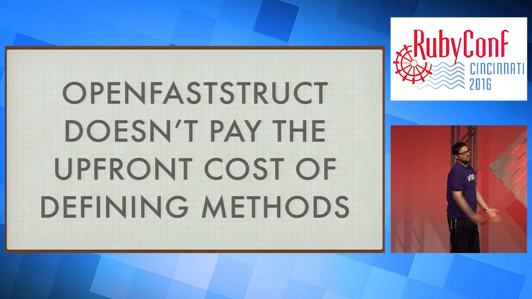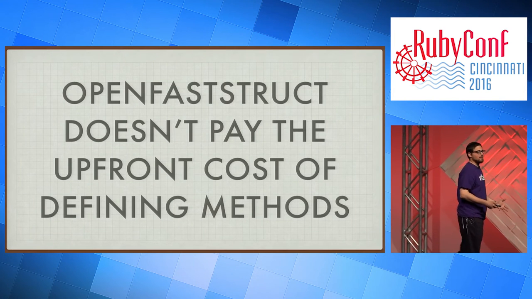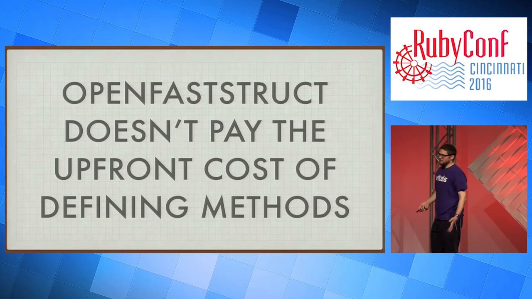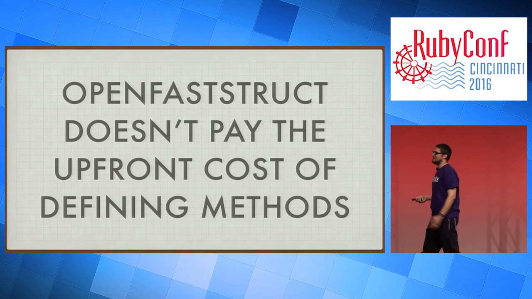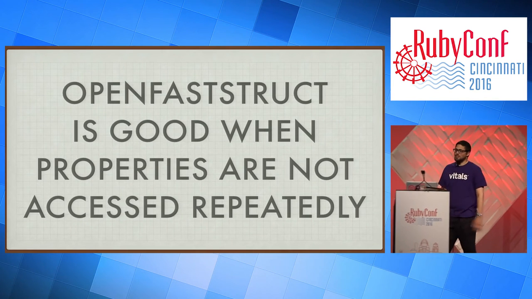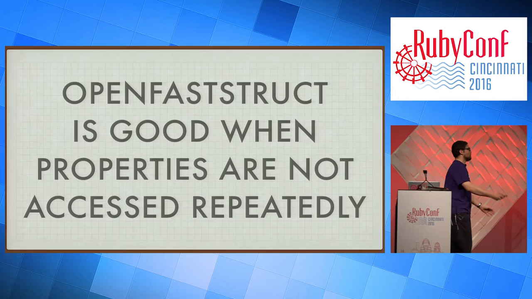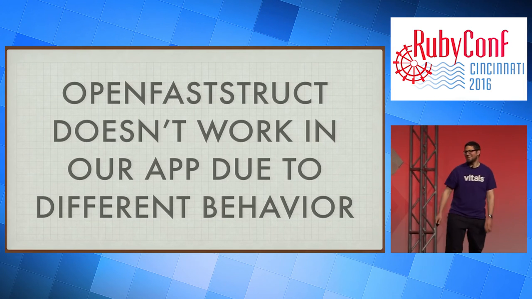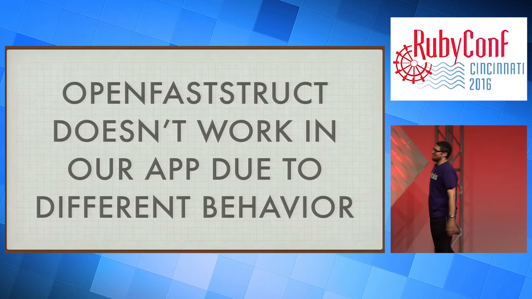Like I said, it costs a lot to define a method, and it's really only worth it if you're going to get that debt repaid. But if you're only going to access the properties once, then it doesn't really matter. Method missing is still going to be much, much cheaper. So that's the idea of OpenFastStruct, and there was just one little problem. It broke our app, because of the different behavior that I alluded to earlier.